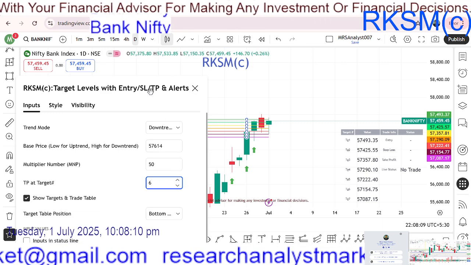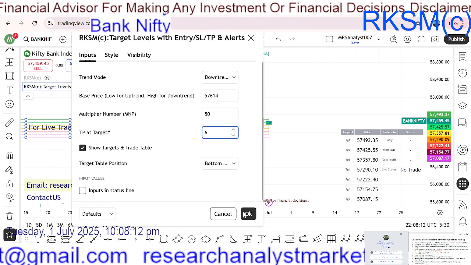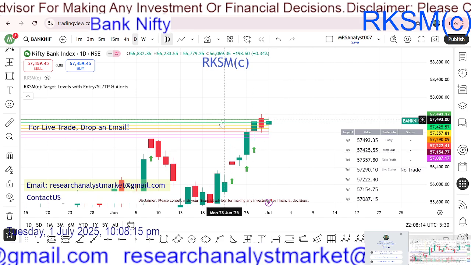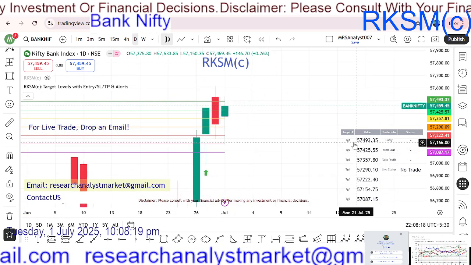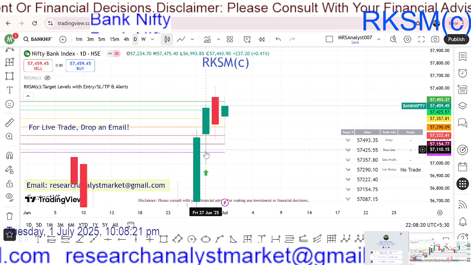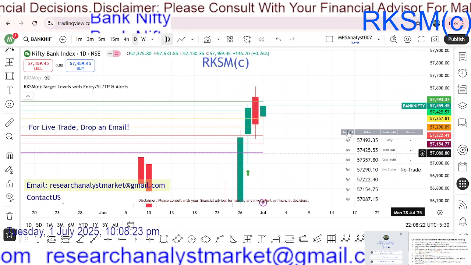After that we need to switch it on. Now you see, all the lines have been drawn and this table has been formed. You see the targets 1, 2, 3, these are the target lines. Suppose you have done this.